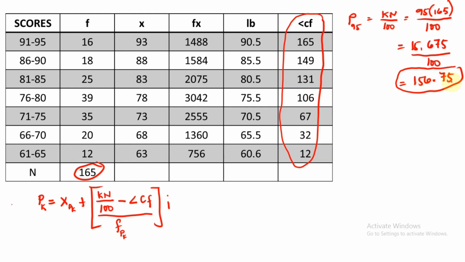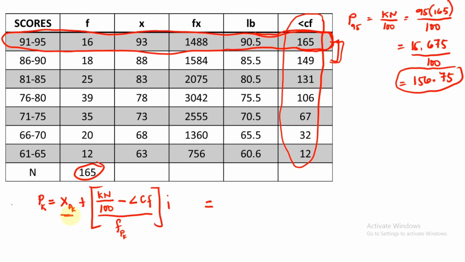So 156.75 lies between, saan natin makita yung 156.75? So that is in between 149 to 165. So greater than 156.75 is 165. So ito na yung percentile class natin. So dito na tayo mag-base lahat. Okay, greater than 156 sa cumulative frequency. So 156.75 lies between 149 to 165. So based on the formula, ito, substitute natin.